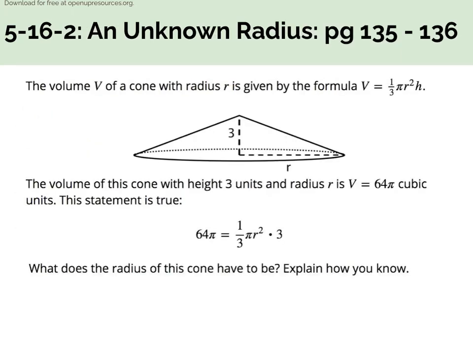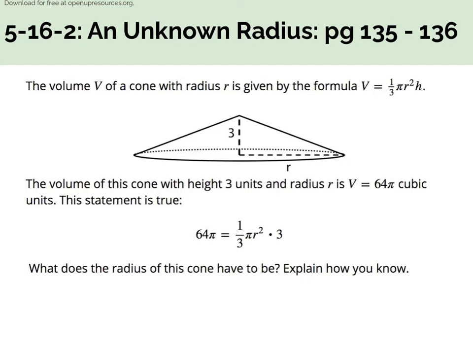Let's turn to page 135 through 136. The volume of a cone with a radius r is given by the formula V equals 1/3 pi radius squared height. We did that earlier. The volume of the cone with a height of 3 units and a radius of r is V equals 64 pi cubic units. This statement is true, so we have 64 pi equals 1/3 pi radius squared times 3. And what we're looking for is the radius. How do we figure out the radius with this information that's given to us? Go ahead and pause, answer this question, and then come back to me.